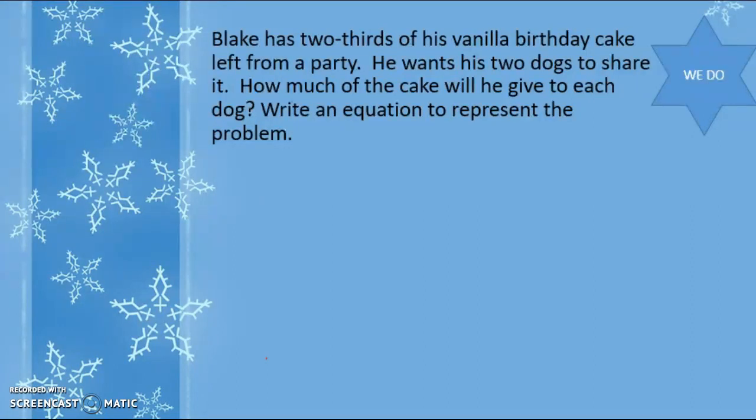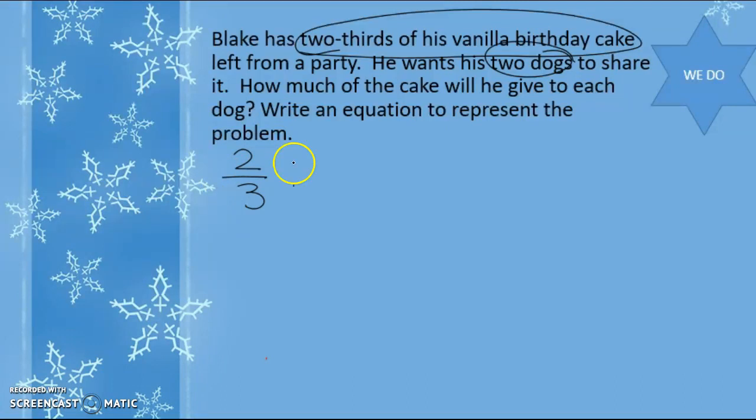Blake has 2/3 of his vanilla birthday cake left from a party. Okay, so it's left over, not the whole cake. He wants his 2 dogs to share it. How much of the cake will he give to each dog? Well, there are 2/3 of the cake left, and he's going to share it with his 2 dogs.